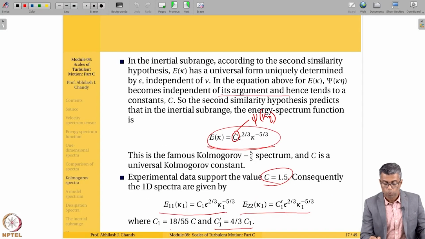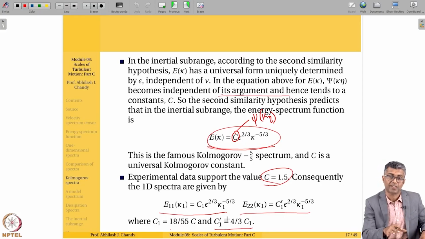Okay, so what I have is C1 equals 18 over 55 C and C1 dash equal to 4/3 C1. So I have now the 1D spectra fixed once I have fixed the inertial subrange spectra.